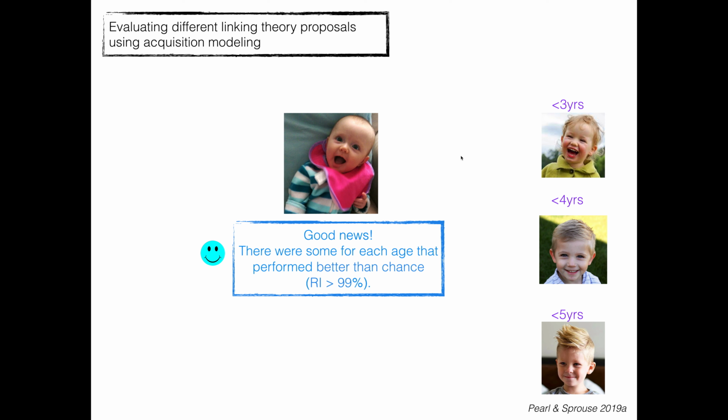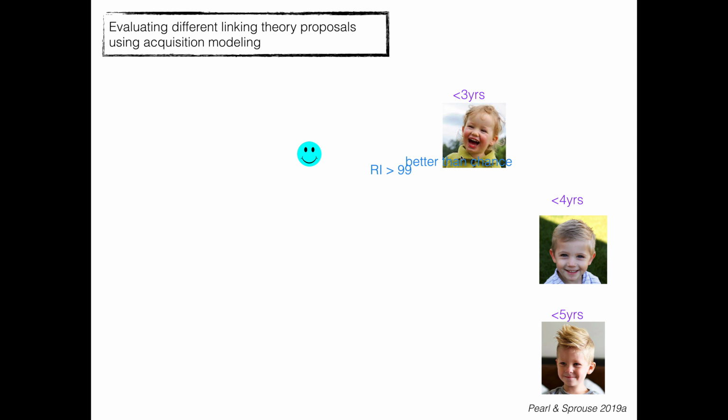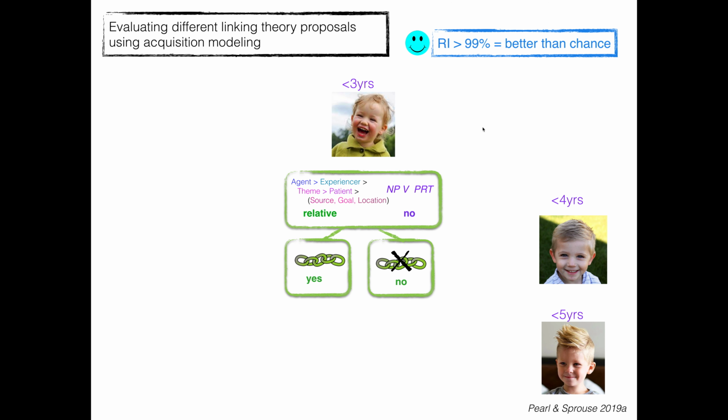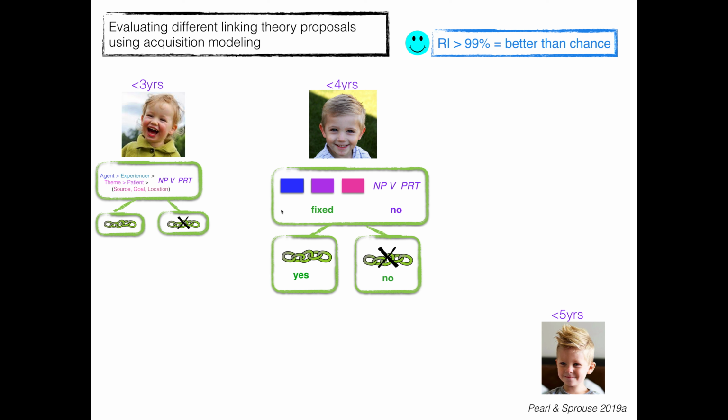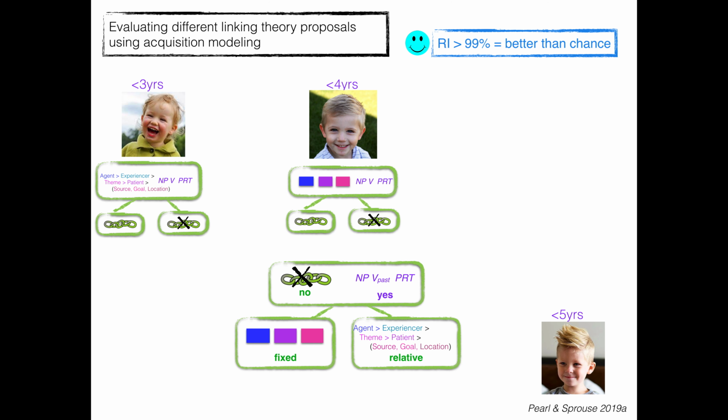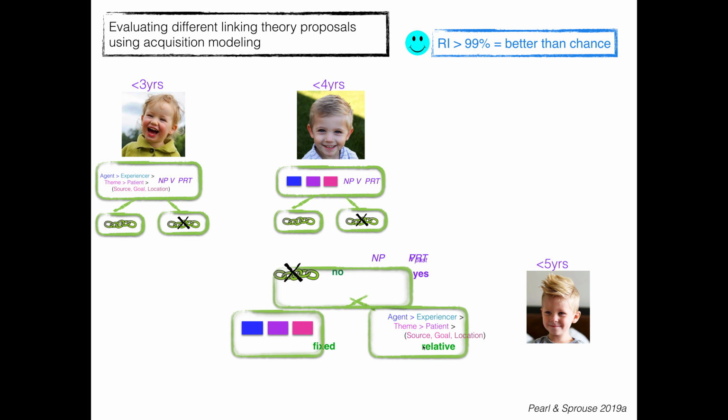Okay, so at 3, the ones that match children's behavior involved a relative thematic representation, ignored surface morphology on the syntactic frame, but could either have linking knowledge or not. Right? At 4, we switched to having a fixed representation. Still no morphology, either have the linking knowledge or not. Or you could have no linking knowledge, pay attention to morphology, and then have either a fixed or relative representation. So it gets a little more complicated at 4. And then at 5, you have the linking knowledge, and then everything else is kind of up for grabs.